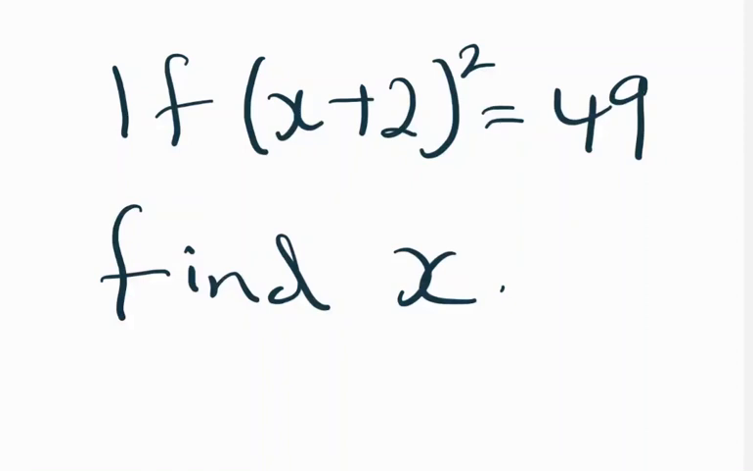Hello, good everybody. Today we have this algebra, so we're going to solve this real quick. So here we have, it said, if (s + 2) raised to power 2 equals 49, find s. I'm going to repeat the question and we solve.